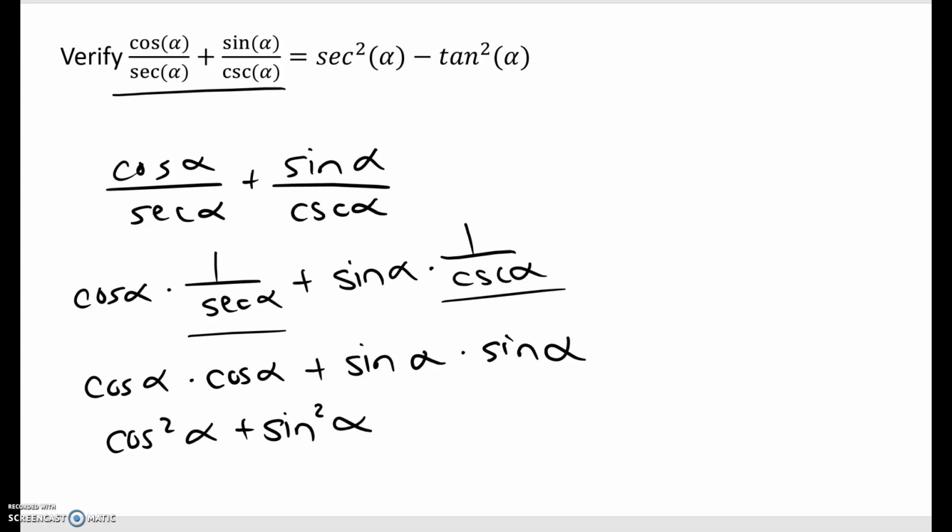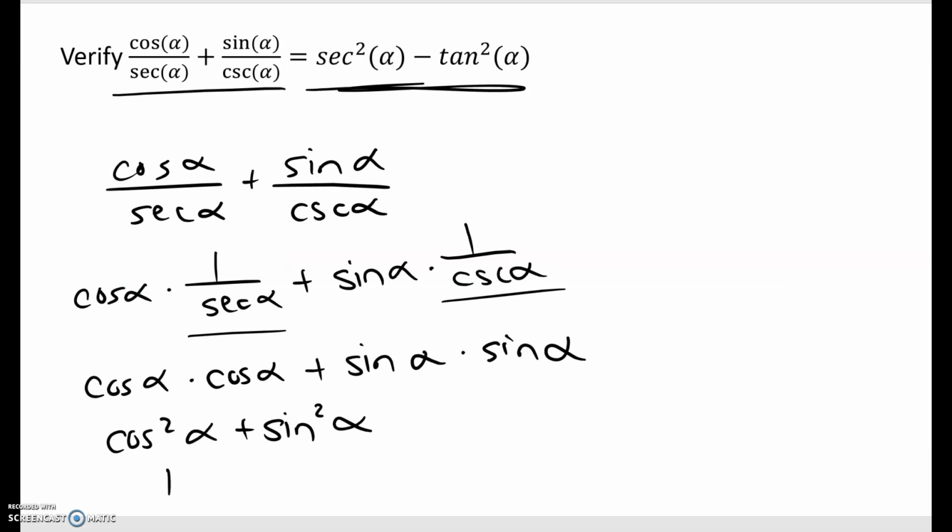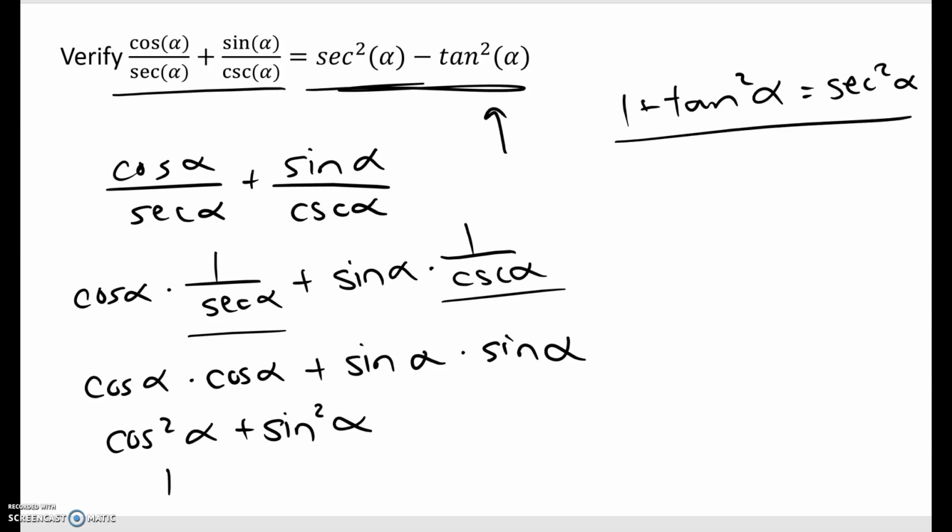But that's not what I'm trying to get. I'm trying to get this over here. By the Pythagorean identity, let me get back to it right here. We know that this is equal to 1. So I'm going to set it equal to 1. Keep this one in mind for right now. Okay, so this is equal to 1. But that's not what I'm trying to get. I said hang on to that other Pythagorean identity. This one right here has all the parts needed for this one. It's just a little bit different.